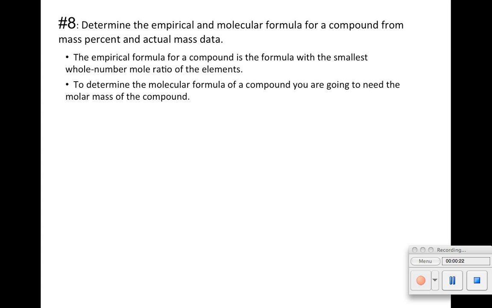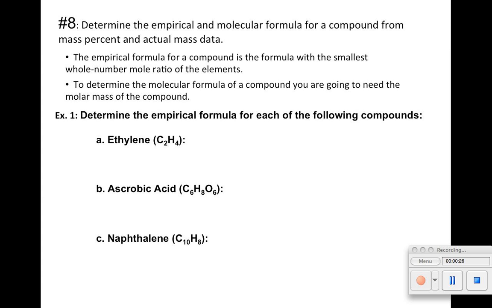So let's look at example 1 from your SSS packet. It says determine the empirical formulas of the following compounds. We have ethylene, which is C2H4, and that is not the least whole number ratio. We can reduce C2H4 to CH2. CH2 would be the empirical formula of that compound.